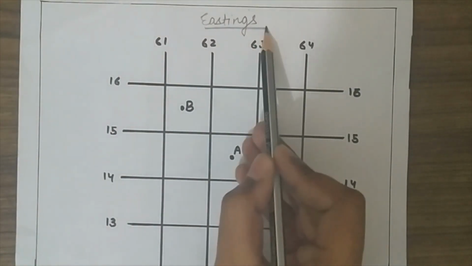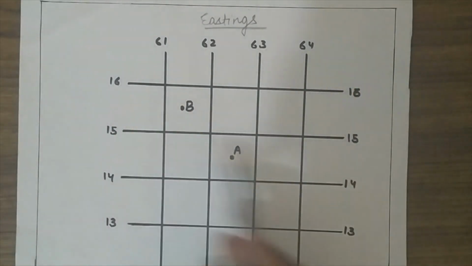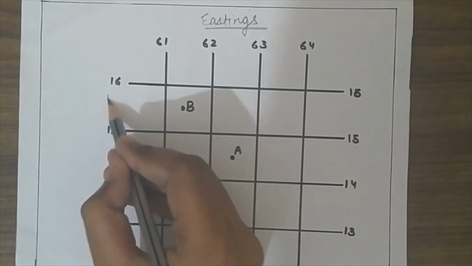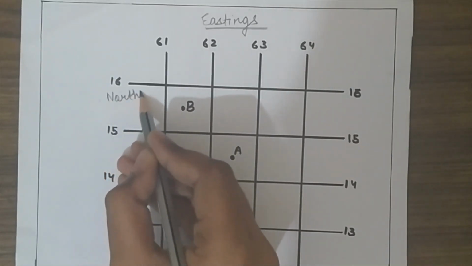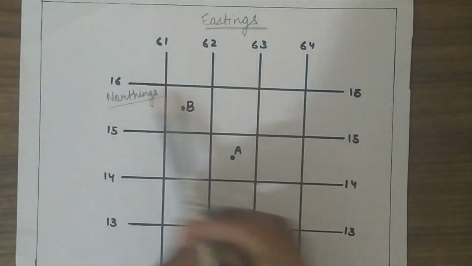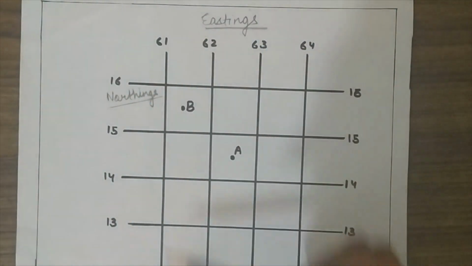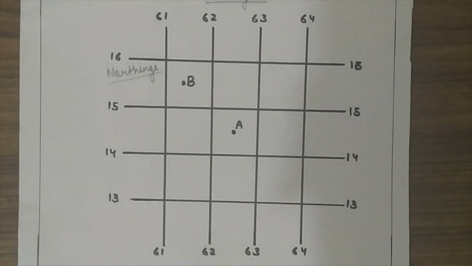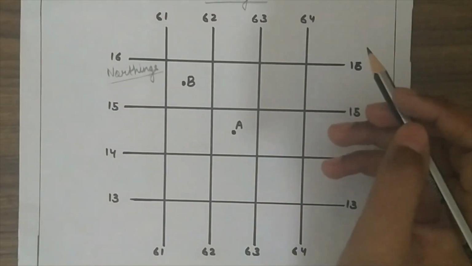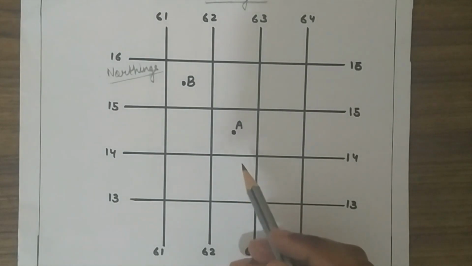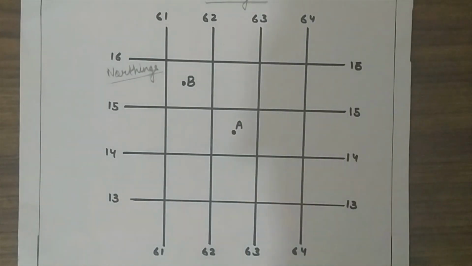And these are northings: 16, 15, 14, 13. These are northings in the grid and these are eastings. While writing a four-figure grid reference, we write eastings first and then northings. So let us take an example of finding the four-figure grid reference of A.